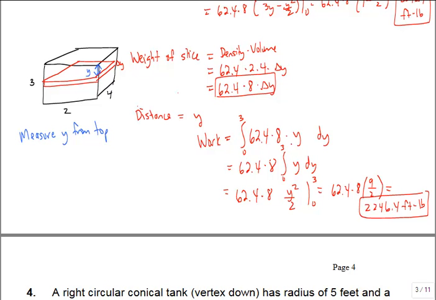So you might say, well, why don't we just do it from the top every time because it gives me a simpler distance function? Well, in this particular example it did, but in some problems that might not be the case. So sometimes it is easier to measure from the bottom up as opposed to measuring from the top down. Okay, so you want to be familiar with both options.